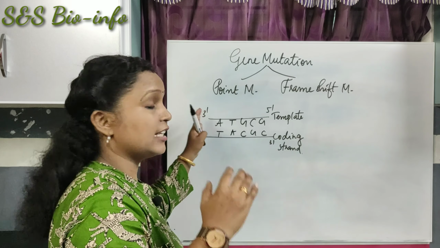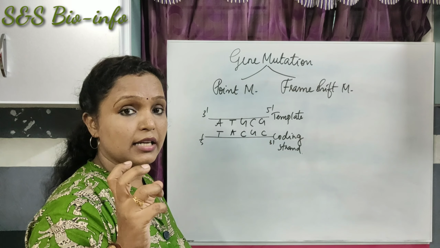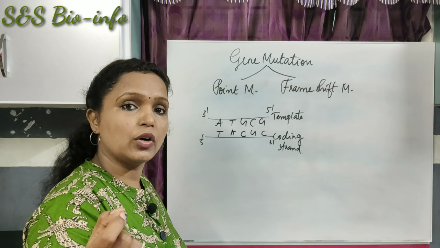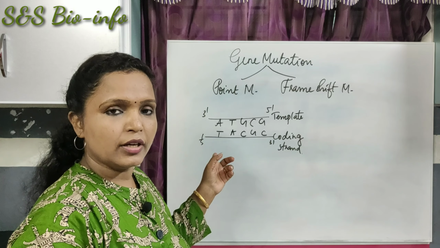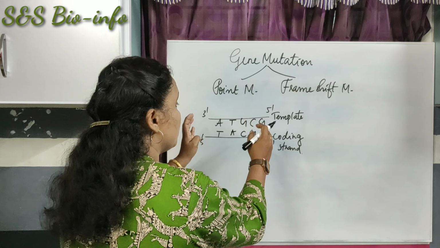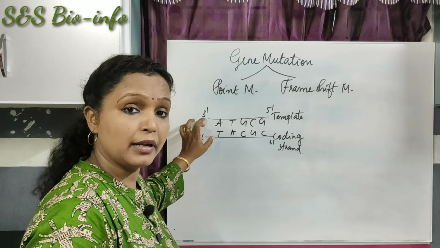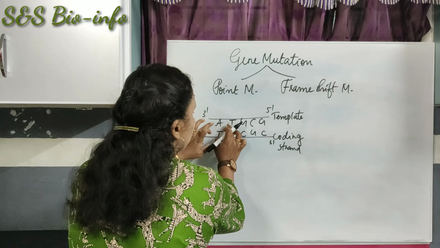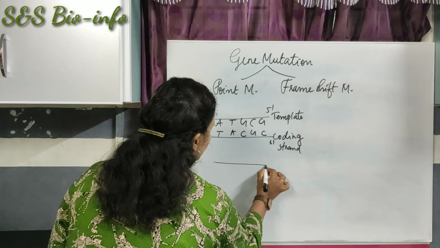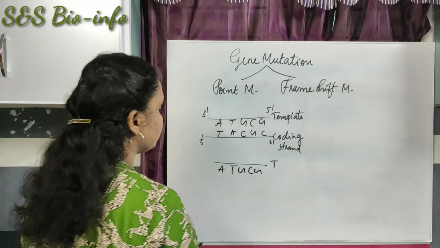Suppose this particular segment of the DNA consists of the information for synthesizing a particular protein. That protein controls a trait in an organism. In protein synthesis, only a particular strand of the DNA is involved, that is the template strand. So this strand is involved in protein synthesis, and here I draw the template strand.